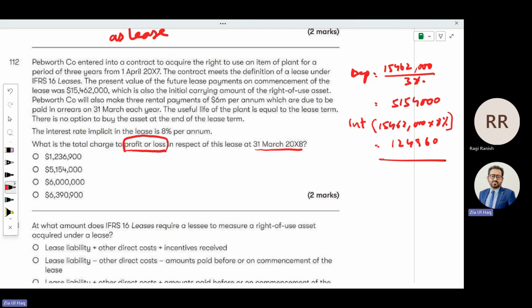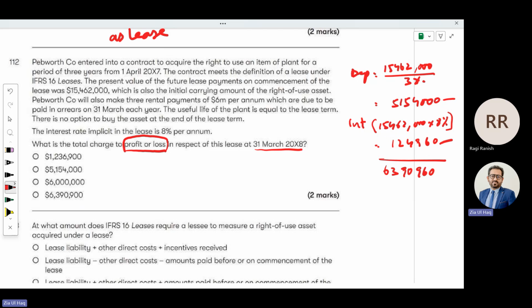124960. If we add both amounts, this and this, is that 6390960? 6390960 by adding depreciation and interest. Interest is calculated on what? On lease, present value of lease liability, opening balance.